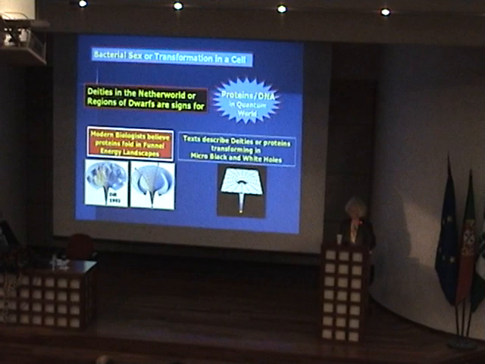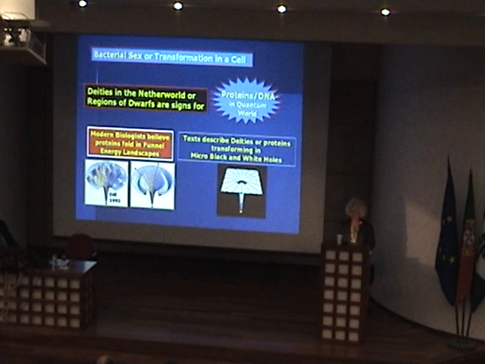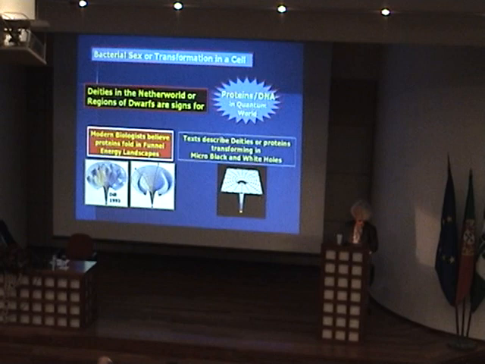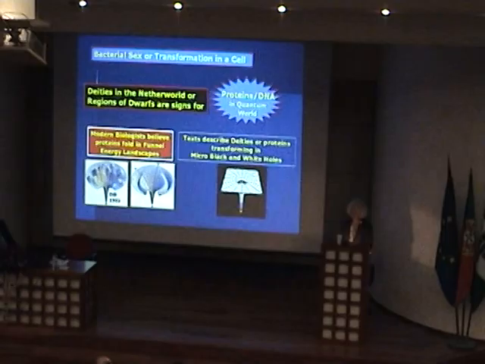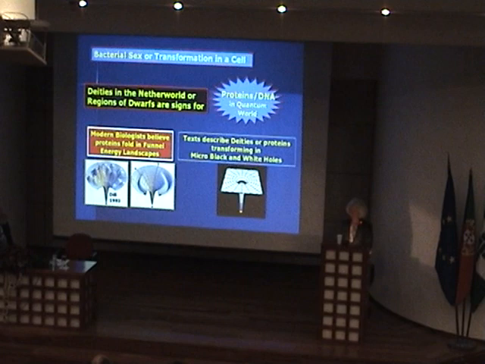Horizontal gene transfer results in bacterial sex or transformation in a cell. Deities in the netherworld or regions of the dwarves are signs for proteins and DNA in the quantum world. Modern biologists believe proteins fold in funnel energy landscapes, as Erik Hornung observed in his 1994 paper, The Netherworld is a Black Hole. Egyptian texts describe deities transforming in micro black and white holes.